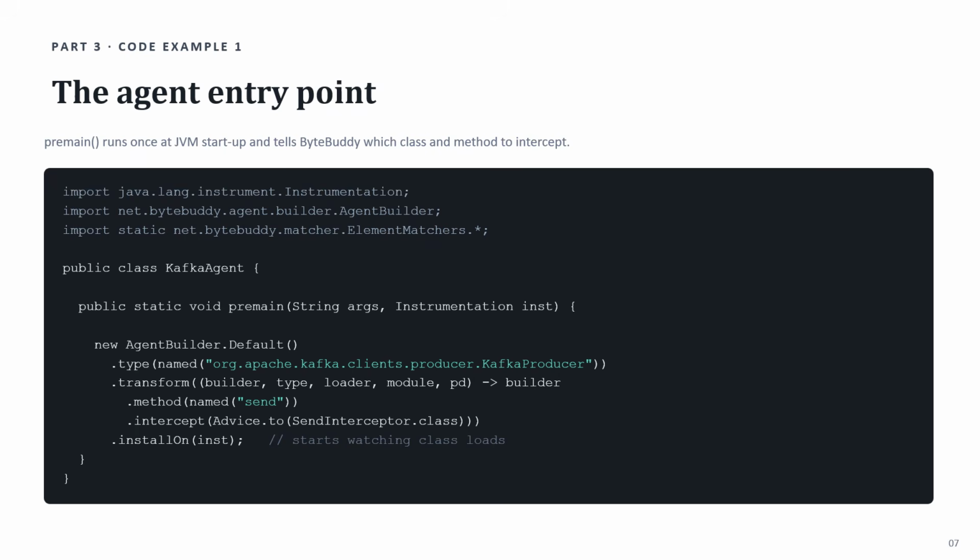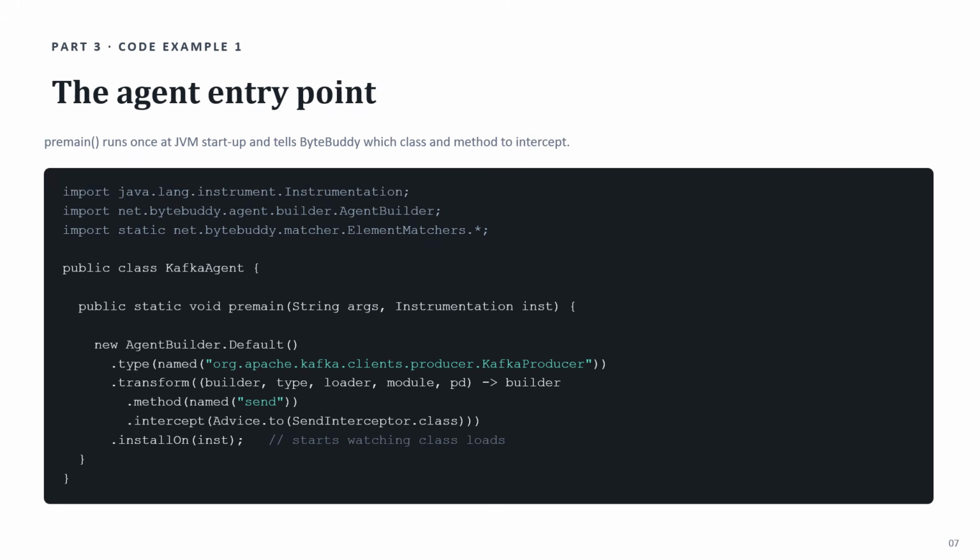So the agent entry point is the premain method. It runs once at JVM startup and tells ByteBuddy which class and method to intercept. We have this code where we have a Kafka agent and a premain method with arguments of a string and the Instrumentation, where we are building the agent with the agent builder, transforming that method, and installing it.